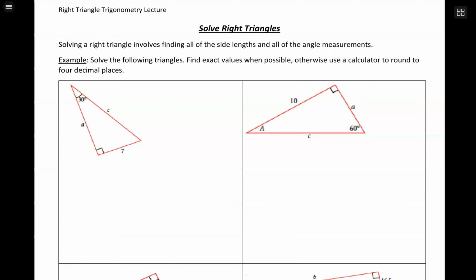So, solving right triangles I mentioned a little bit, and it's where we solve for all of the angle measurements and all of the side lengths. So basically we want to complete the triangle. So any missing information, we want to fill in the blanks. Now with some of these, specifically ones that deal with 30, 60, and 45, we can kind of skip using our trig functions. So I'll show examples with that.